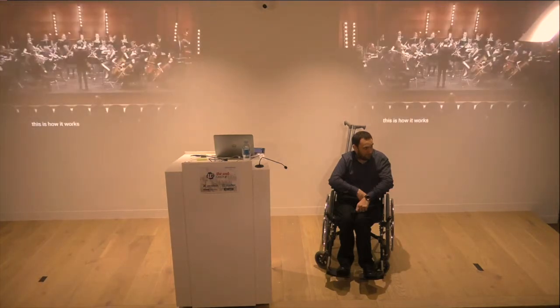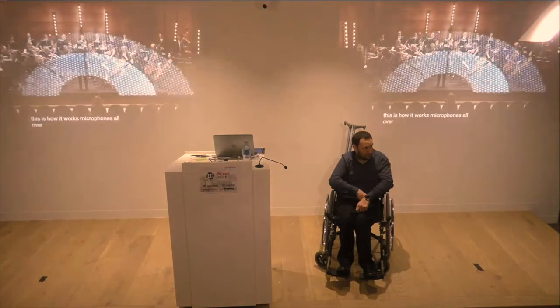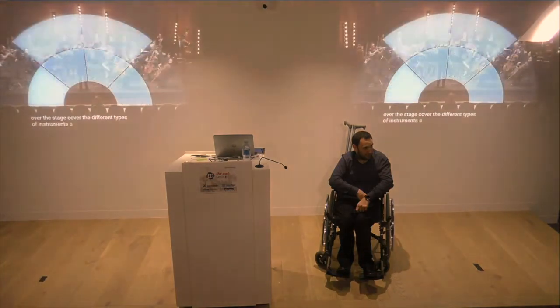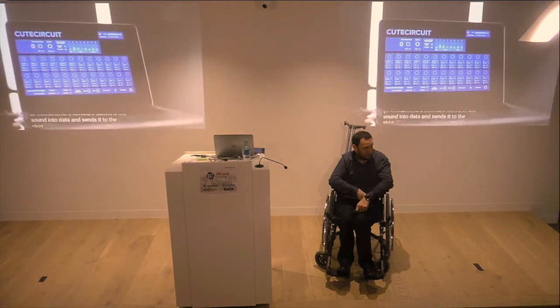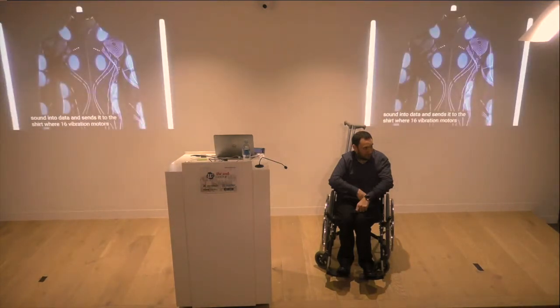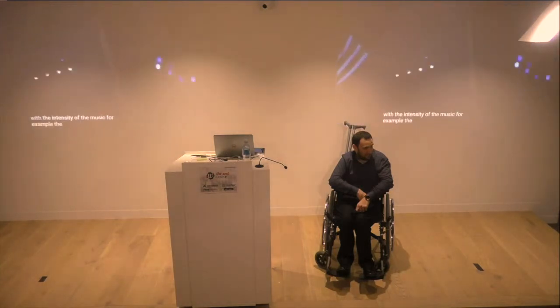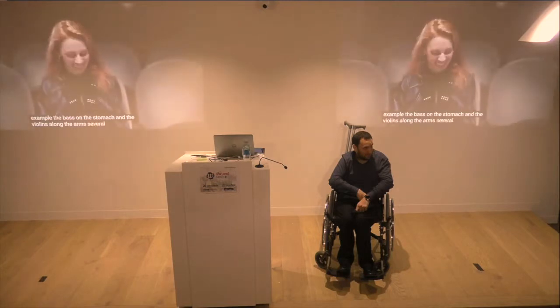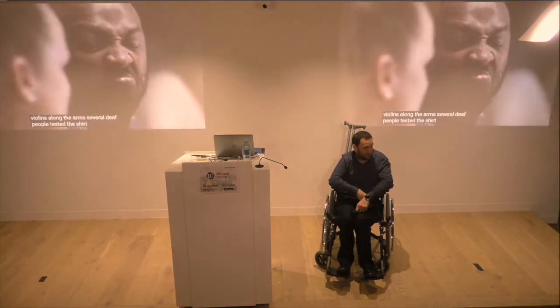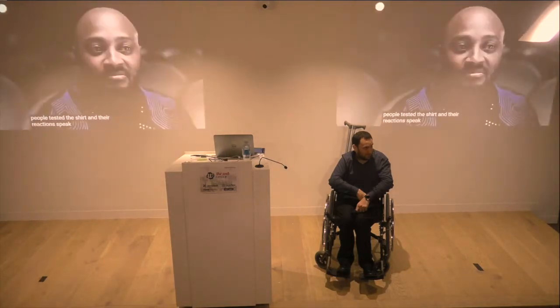This is how it works. Microphones all over the stage cover the different types of instruments. A software converts the sound into data and sends it to the shirt, where 16 vibration motors pulsate with the intensity of the music. For example, the bass on the stomach and the violins along the arms. Several deaf people tested the shirt, and their reactions speak for themselves.